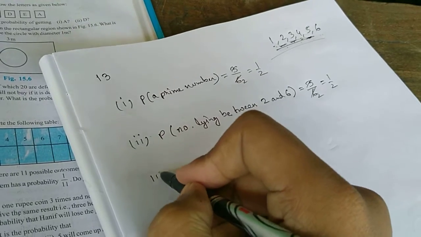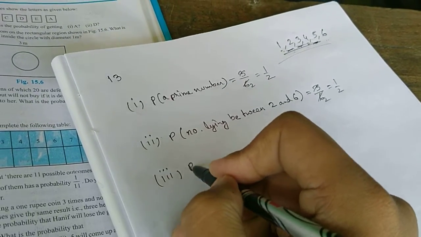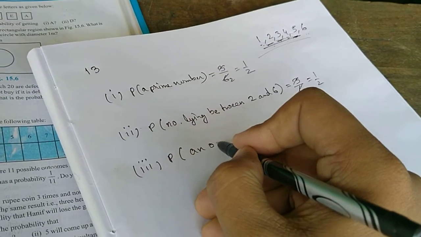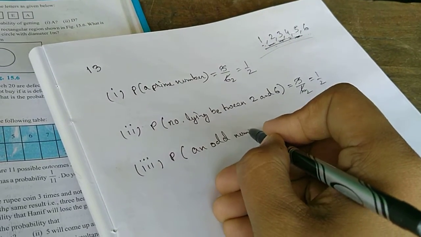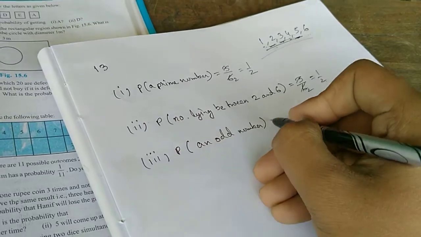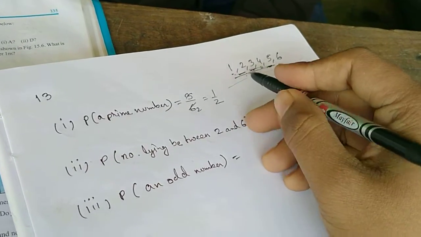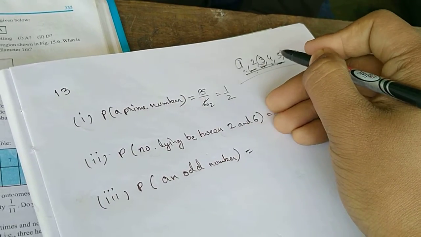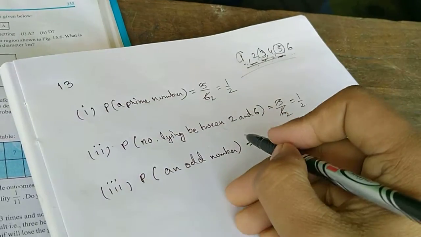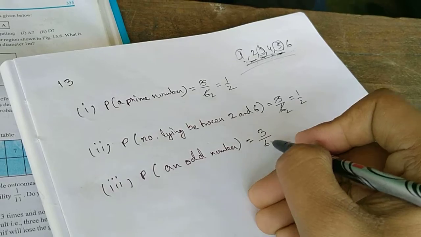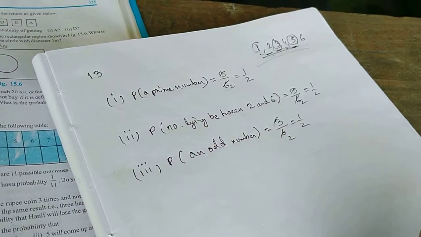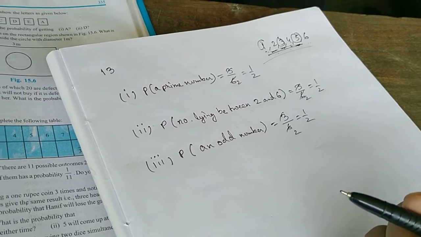Then the third part: probability of an odd number. What will be the probability of an odd number? What are the odd numbers? 1, 3 and 5. These are the odd numbers. That means again 3 by 6, that is 1 by 2. Okay, this is number 13.